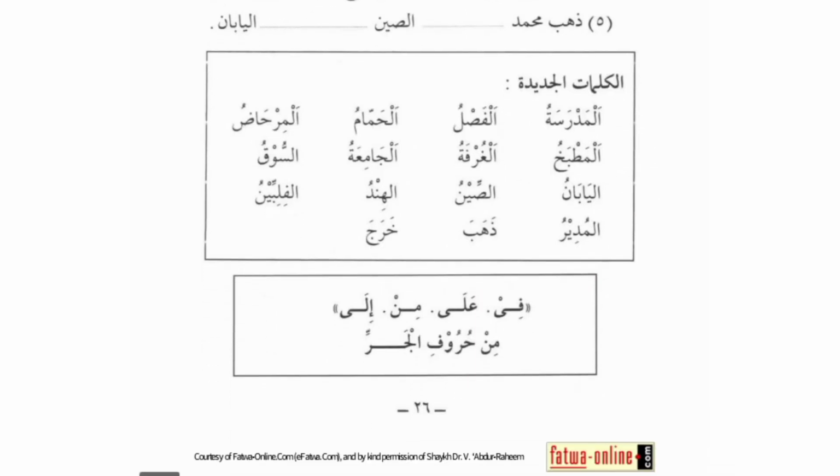So, in the end of huruf al-jar, we have fi, ala, min, ila. These are just the basics, the basic jar letters. There are other jar letters, but for your level and for the basics, these are just the basic jar letters.